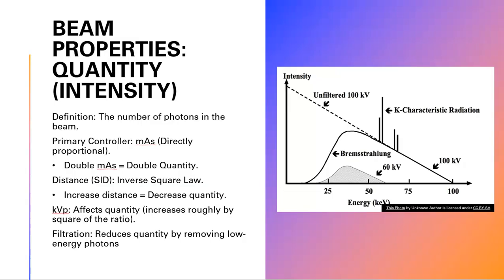Second is distance. According to the inverse square law, as we move further away, the beam spreads out and the intensity drops significantly. Third is kVp, which increases quantity roughly by the square of the ratio. Finally, we have filtration, which actually decreases quantity by soaking up the low-end photons that wouldn't be useful for our image anyway, effectively straining the beam.